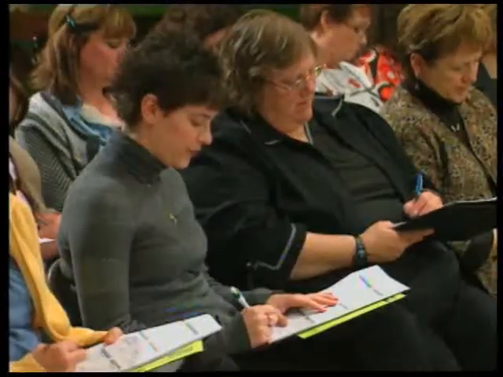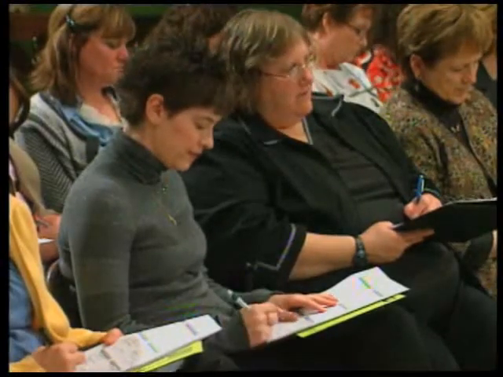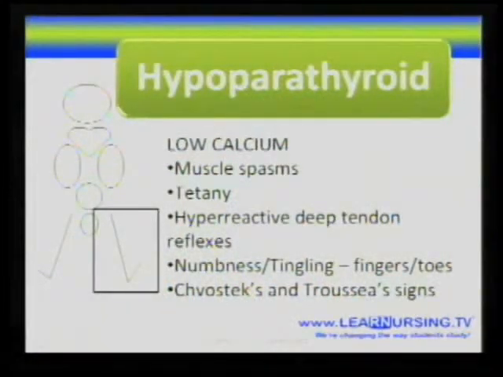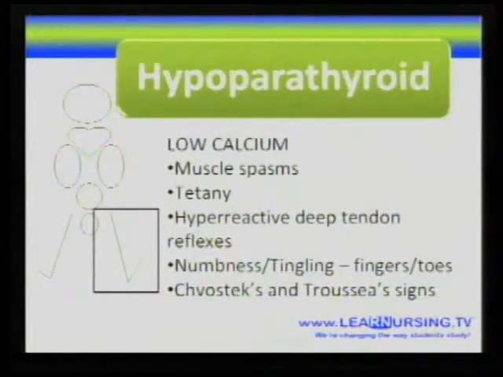And that tells me that I have high calcium or low calcium? Low calcium. Low calcium equals tetany, hyperreactive deep tendon reflexes, the numbness and the tingling, and Chvostek's and Trousseau's. So whatever you have to do to lock those in your brain, that goes right up there with how do you know if it's CSF fluid. You want to make sure you know Chvostek's, Trousseau's, low calcium.